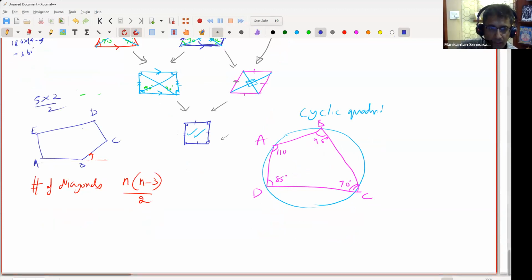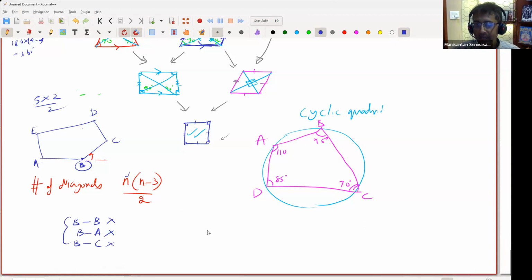Now, where is this formula coming from? If I take any one vertex, let's say B, whatever I say for B counts equally good for C, D, E, and A. I'm just taking B as a starting point. Can I draw a diagonal from B to B itself? No. Can I draw from B to the adjacent A? No. Can I draw from B to the adjacent C? No. These are the only three to which I cannot draw a diagonal.